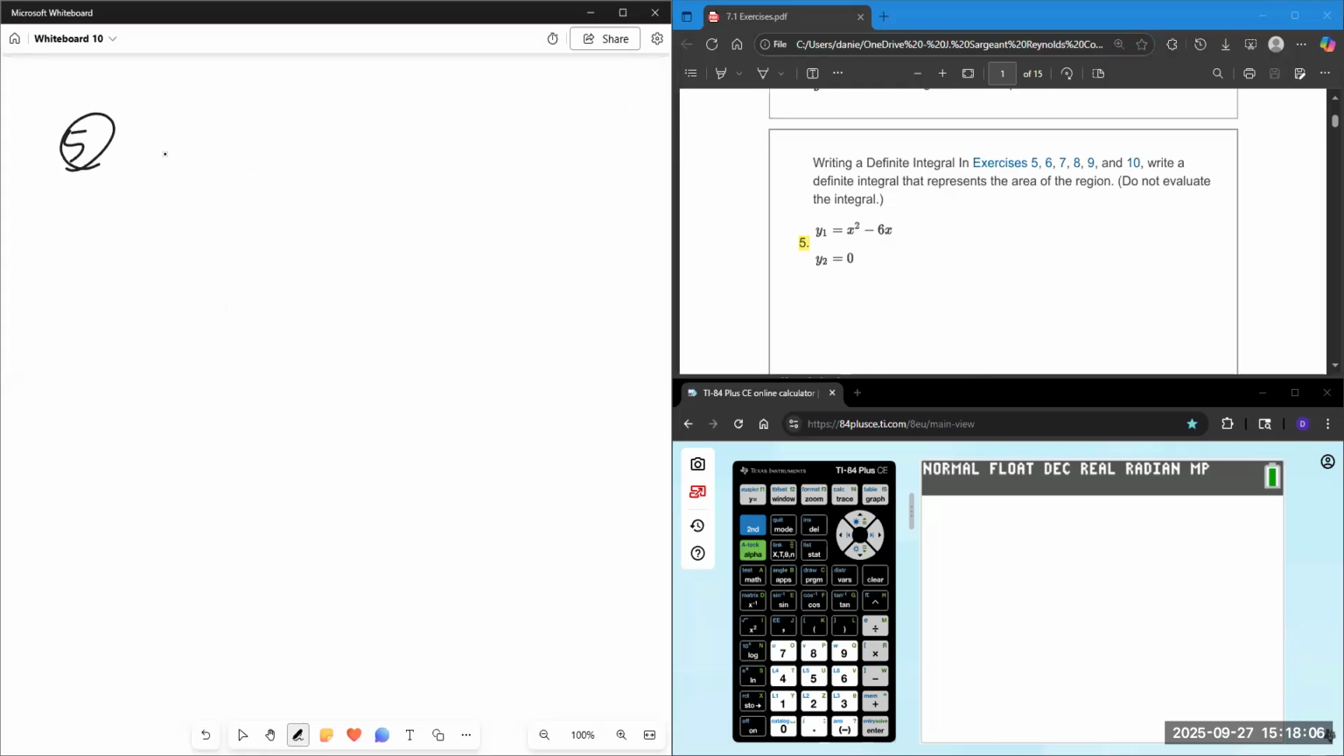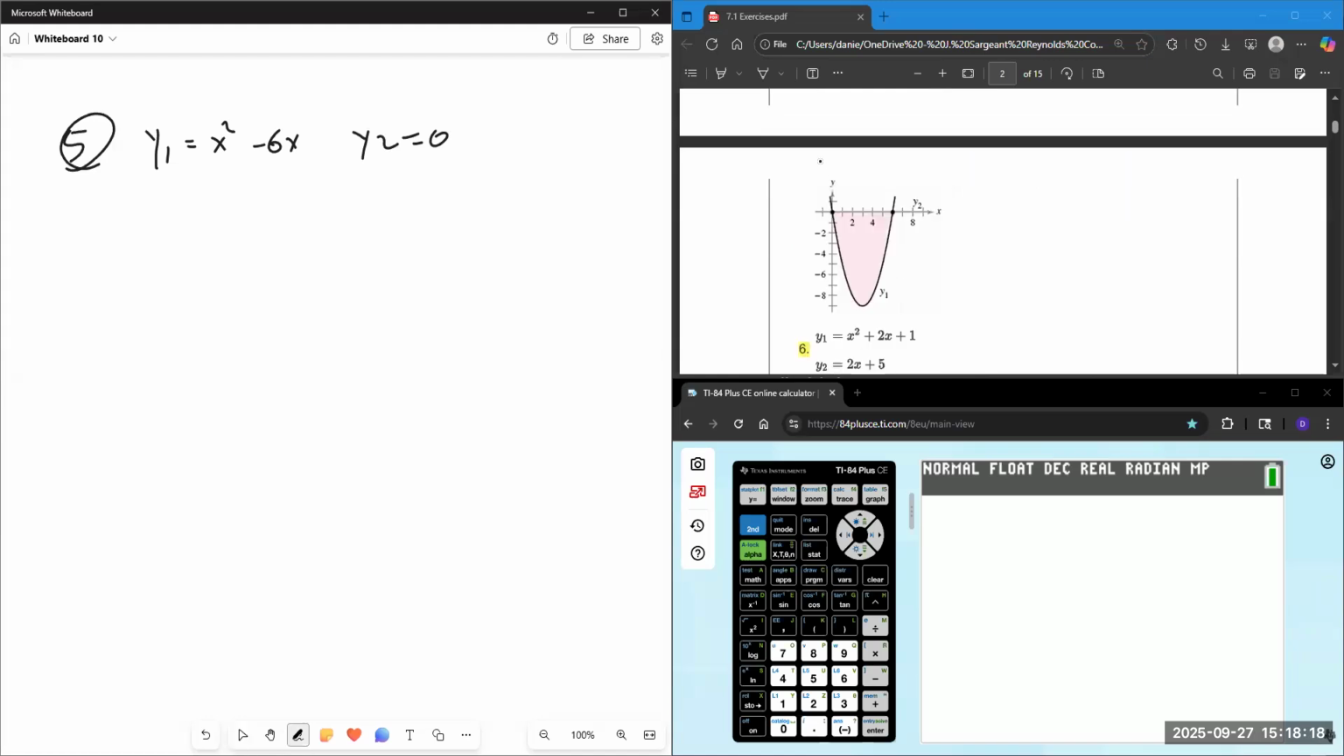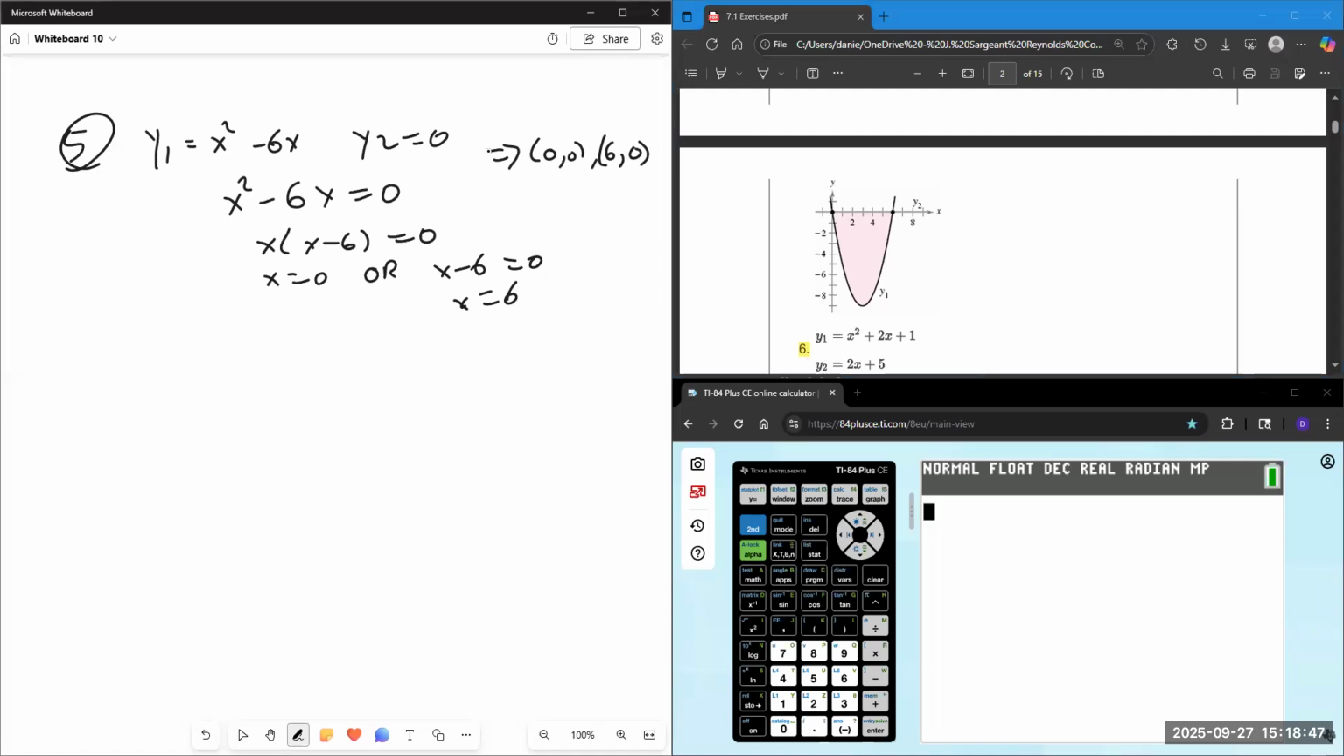So let's start with number 5 here. Y1 is equal to x squared minus 6x. Y2 is equal to 0. They're going to give us the picture for this so that we don't have to find any points of intersection, but I will find the points of intersection here for you. I don't like reading them off of the graph. X squared minus 6x, set it equal to 0, and factor: x equals 0, or x minus 6 equals 0, x equals 6. So this is 0 and this is 6. Coming back here, this is (0, 0) and (6, 0) for my points of intersection.